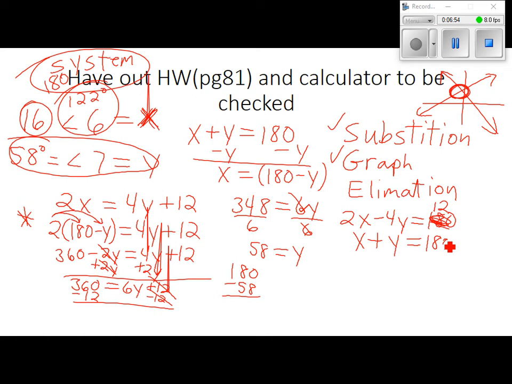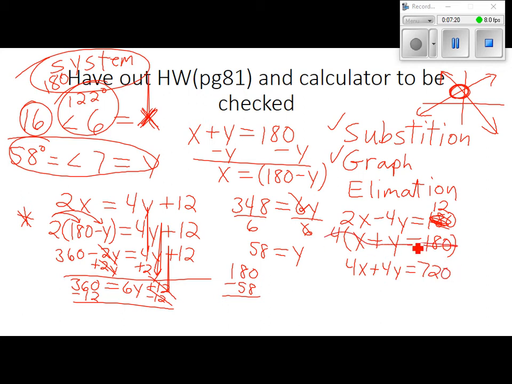Does that look familiar to anybody? You line them up, and then you have to get rid of one of the variables. Pick a variable, which one you want to get rid of. So what do we have to do to the second one to make these y's the opposite of each other? Multiply it by what? 4. We end up with 4x plus 4y equals, what is that, 720 maybe?